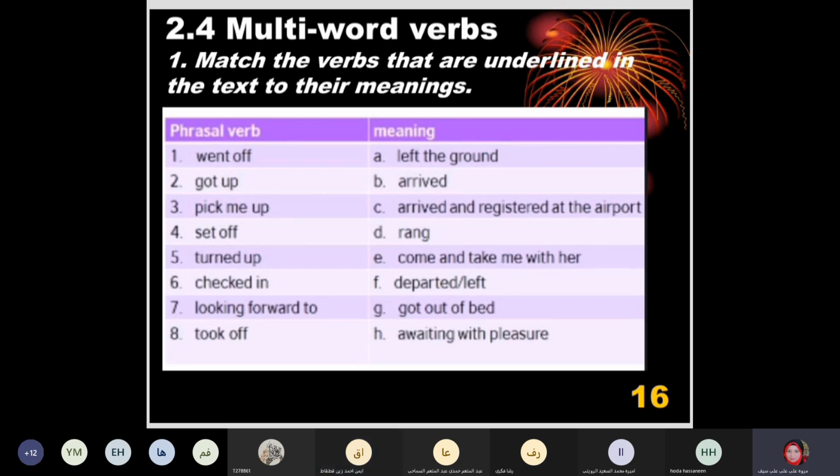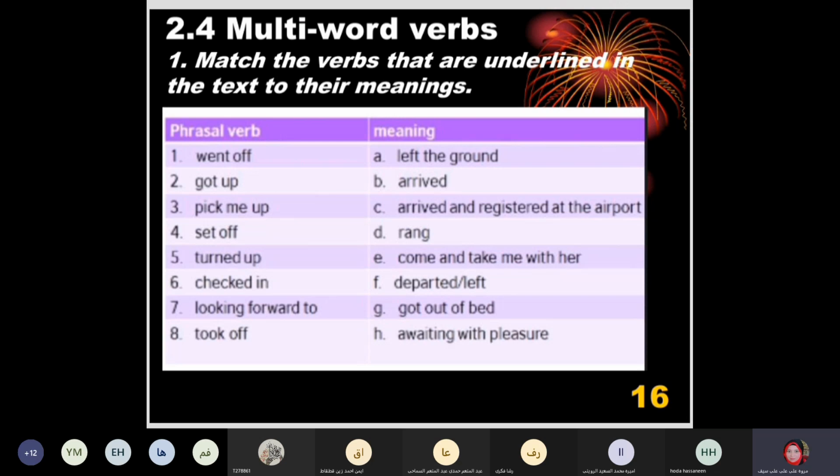Arrived. This is Mr. Abdul Manam, am I right? Mr. Ayman, checked in, arrived and registered at the airport. Yes, correct. That's the correct answer. So checked in is arrived and registered at the airport. Very good. What about number seven?